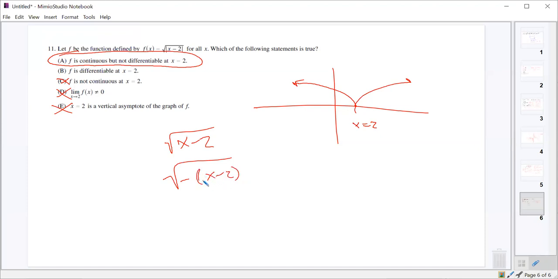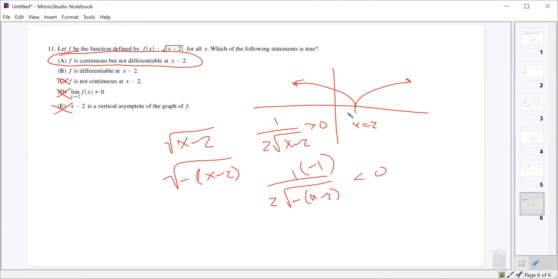And if I were to take the derivatives of each of these, 1 over 2 root x minus 2 and 1 over 2 root negative x minus 2 times negative 1, we would see that in one case up here on the top, this thing is positive, but this thing on the bottom here is negative, and therefore the slope as we approach 2 from the right is positive, and the slope as we approach 2 from the left is negative. And if those two slopes aren't the same, we can't have a derivative at the point x equals 2, so it's not differentiable. But easiest to know what the graph of that looks like.